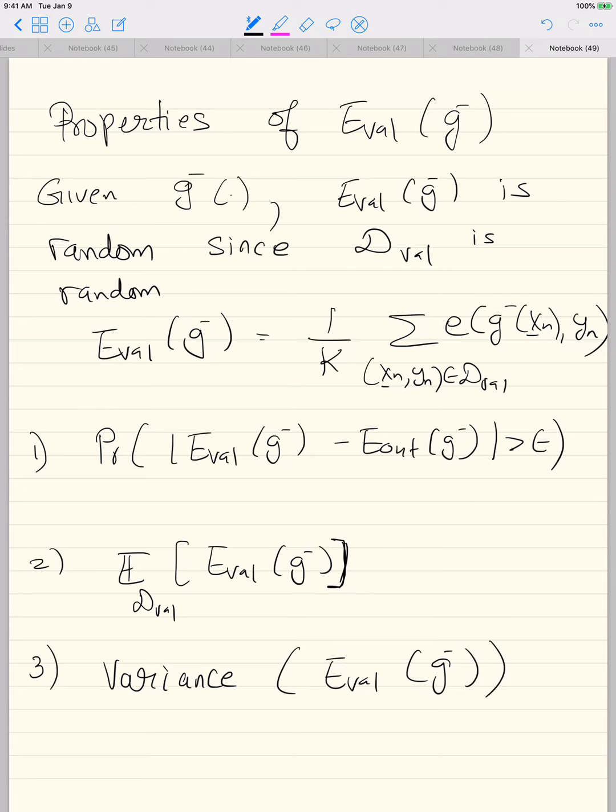How can you bound this? How can you bound this? And how can you bound this? So the first one, if it is small, it will say that the validation error for G minus is close to the test error for G minus. The second quantity, if it is equal to E out, means that in expectation eval is close to E out. So in expectation the validation error is close to E out. And if the third quantity is small, it means that the quantity does not fluctuate. If this decreases with the number of samples, then our estimate will not fluctuate with respect to the test error. Can anyone simplify any of these?